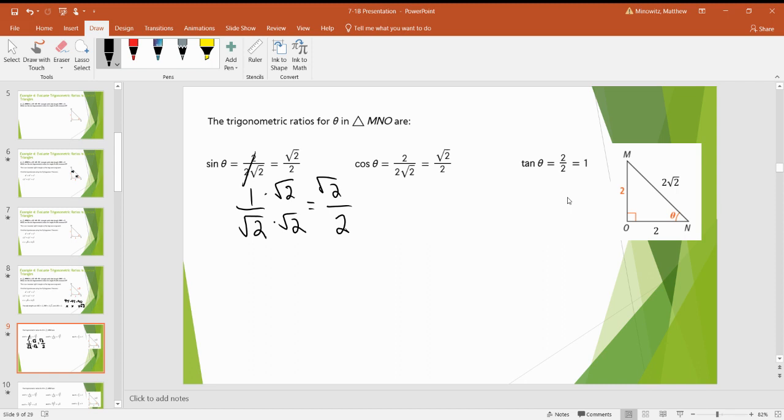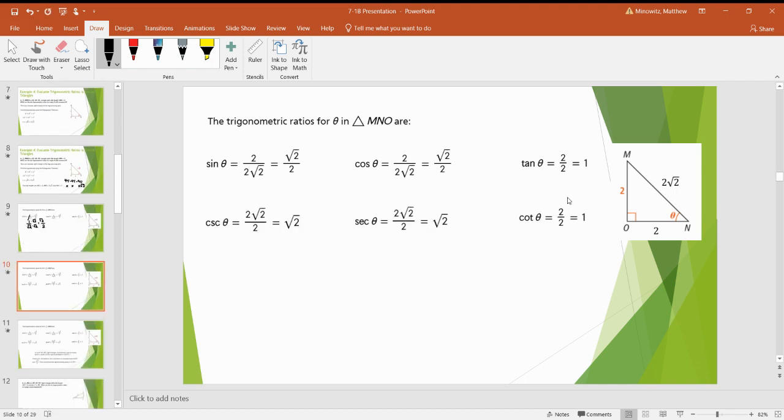Now, to find the other ratios, we take the reciprocals. So if you take the reciprocal of sine, you get cosecant, and the 2's cancel out. Same thing with cosine and secant. And cotangent, the reciprocal of 1 is 1. So we're going to use a lot of Pythagorean theorem, labeling sides, so we can find the trigonometric ratios. We found all 6 of them.